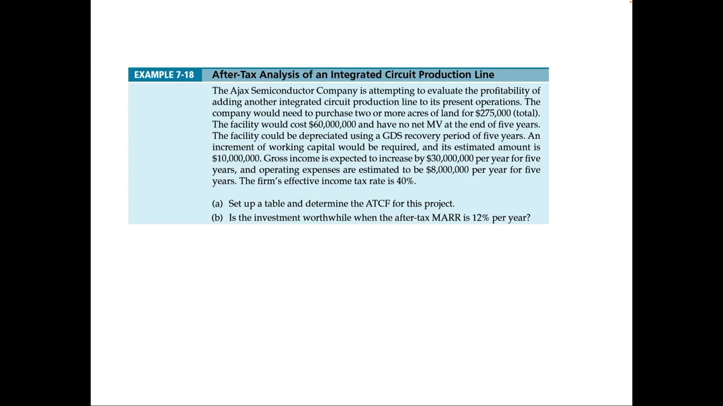The company would need to purchase 2 or more acres of land. So this is the cost for land. And the facility would cost 60 million. So that's another piece of cost at the beginning. That's for the facility, and have no net MV at the end of the 5 years. So for the facility, there is no MV, okay?